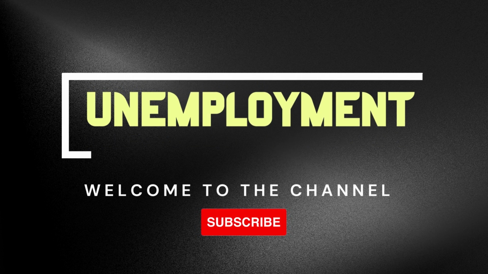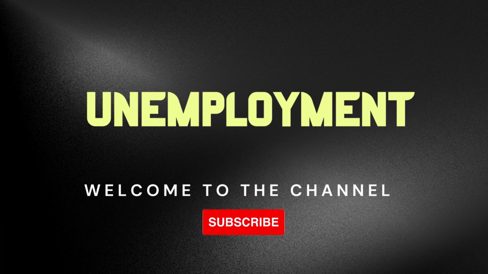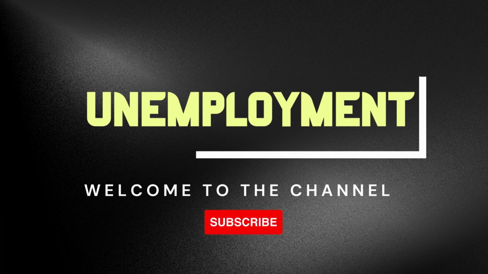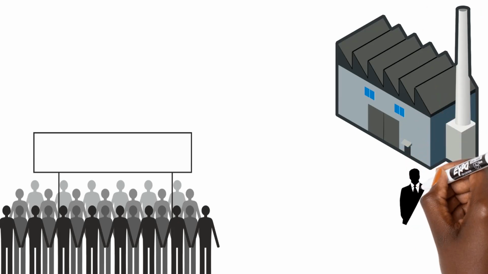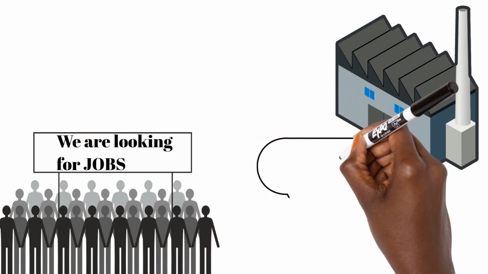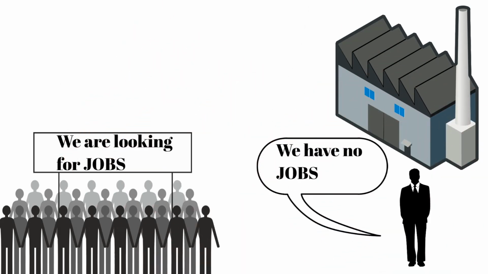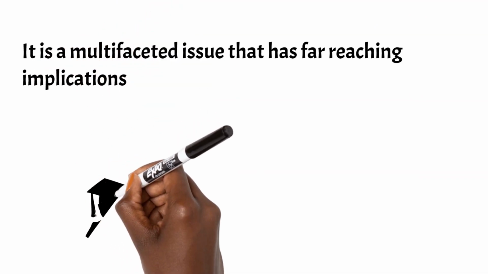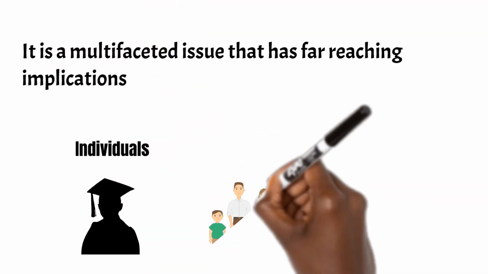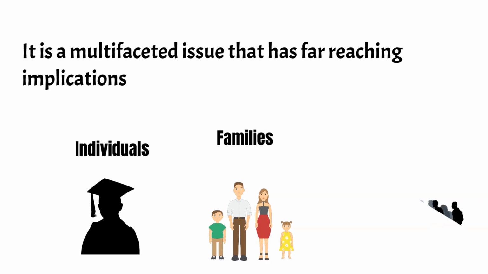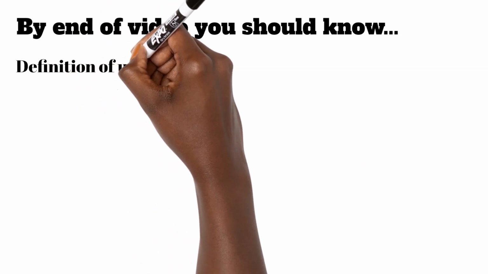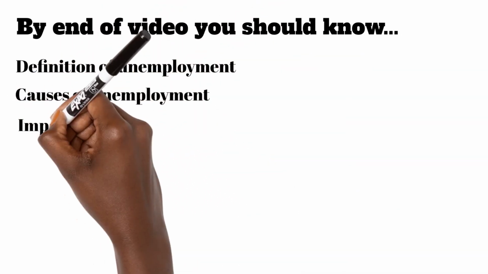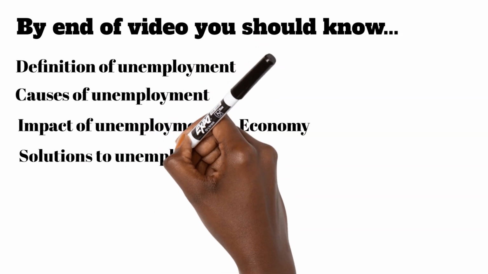Today we look at the subject of unemployment. Hello and welcome to this video on understanding the concept of unemployment. Unemployment is a critical economic issue that affects people from all walks of life. It is a complex and multifaceted issue that has far-reaching implications for individuals, families, and society at large. In this video, we'll explore the definition and causes of unemployment, its impact on the economy, and what can be done to address it.